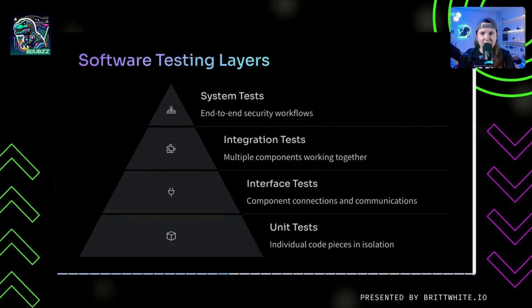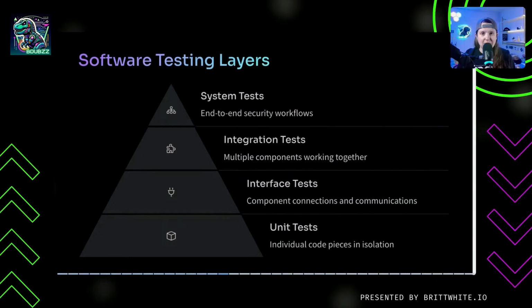Then comes integration tests, which check how multiple components work together as a system. A great example is testing how our user authentication system communicates with the database. We verify that when users log in, their credentials are properly checked against stored data. Think of this as ensuring all plumbing and electrical systems work together correctly. Finally, at the highest level, we have system tests. These examine the entire security workflow from end to end, from the moment a user logs in to when they're granted access to specific resources. This is like doing a final walkthrough of the house, making sure everything is working together as planned.